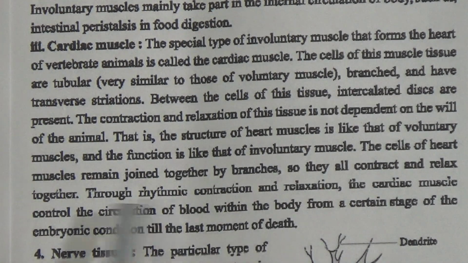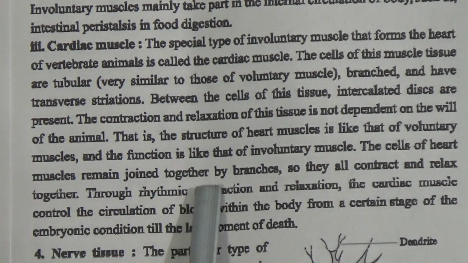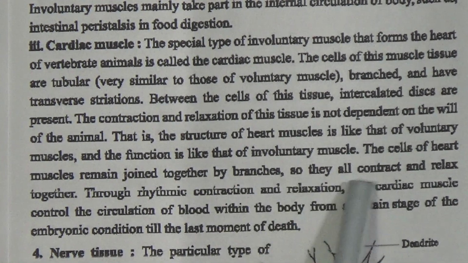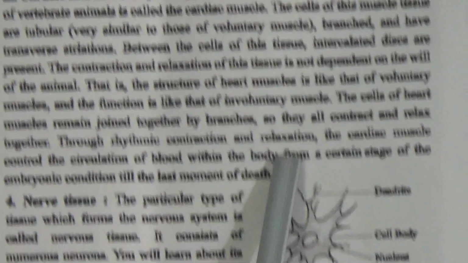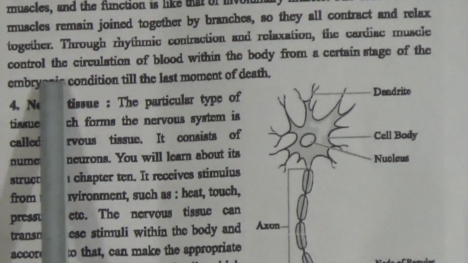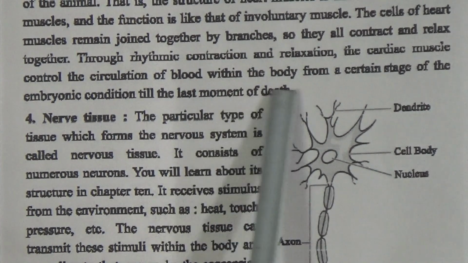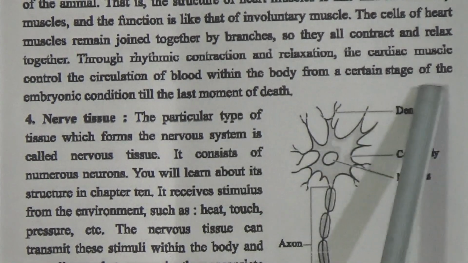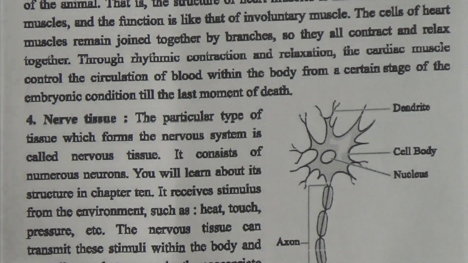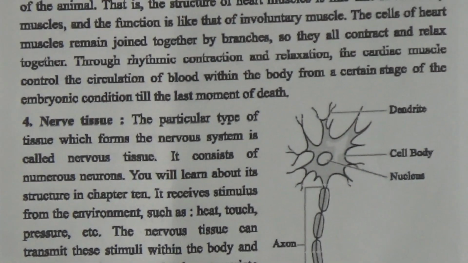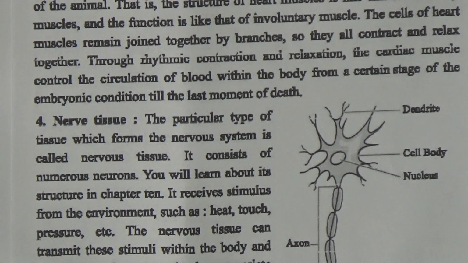The cells of heart muscle remain joined together by branches, so they all contract and relax together. Through rhythmic contraction and relaxation, the cardiac muscle controls the circulation of the blood within the body from a certain stage of the embryonic condition till the last moment of death. This cardiac muscle starts work from the very beginning of our life, and it works without any direction until just before our death.